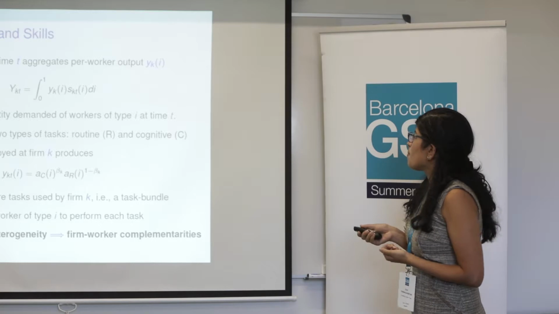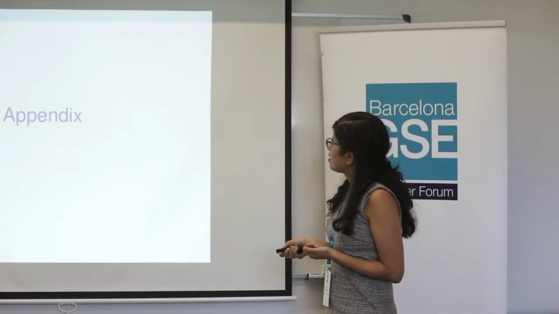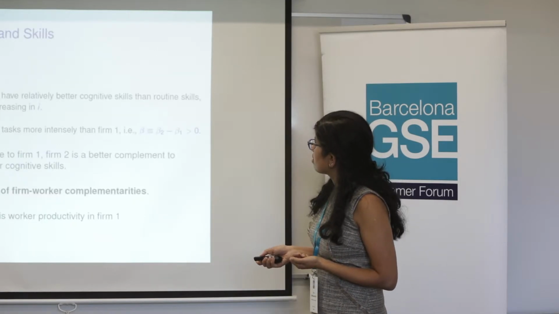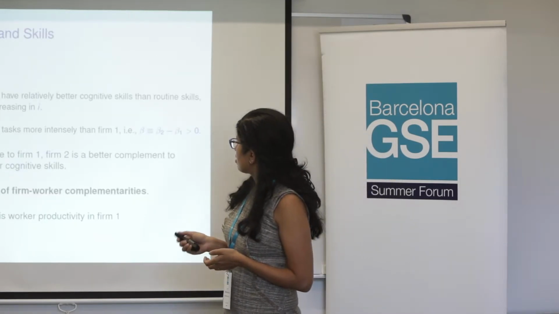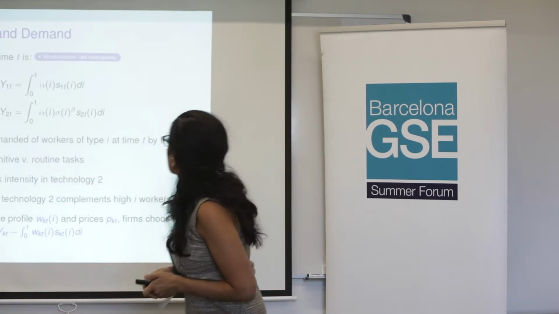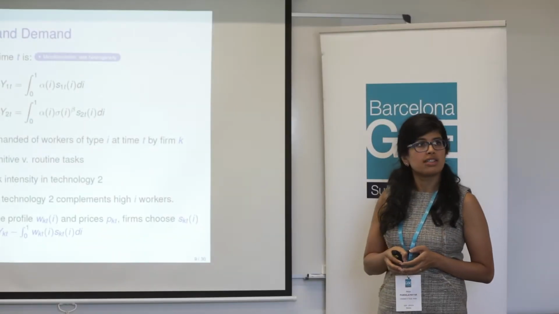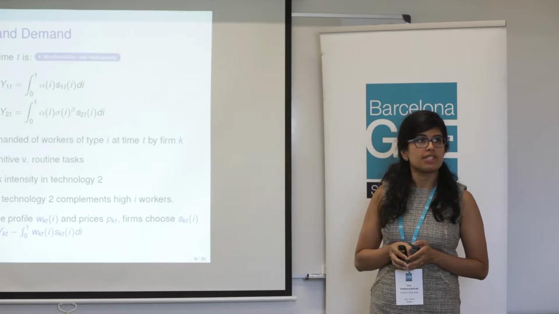Why do we need the 0 to 1? Maybe this is going to be easier. So if I think of I as your relative skill in cognitive versus routine, then I is just a measure of your comparative advantage. And then sigma is increasing in I? Sigma is the ordering of things. Okay, sigma is increasing in that. Yeah.